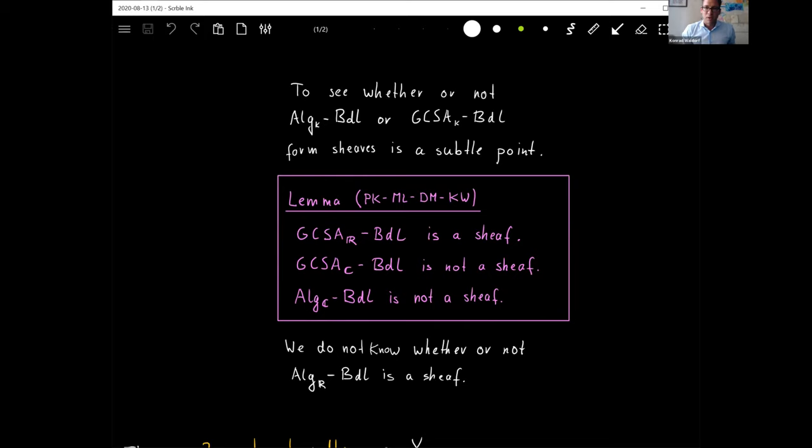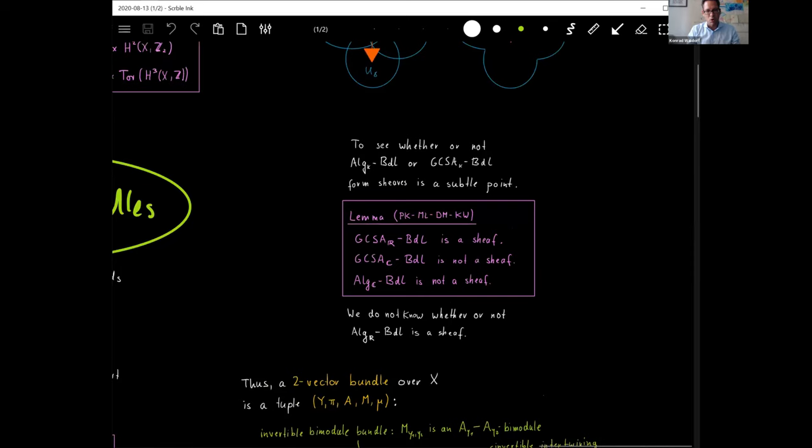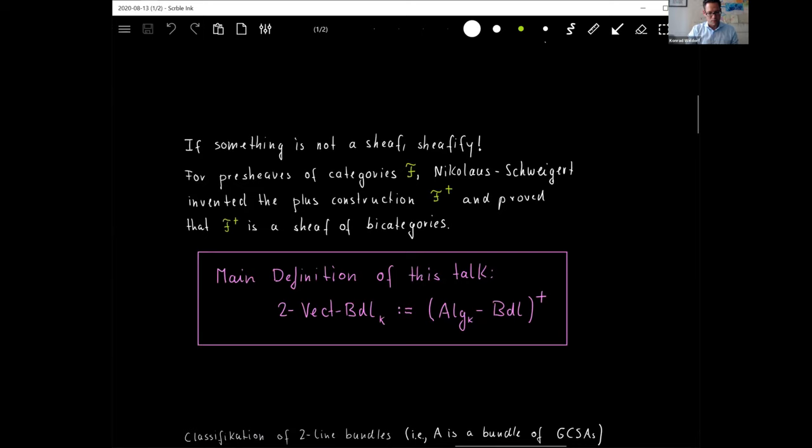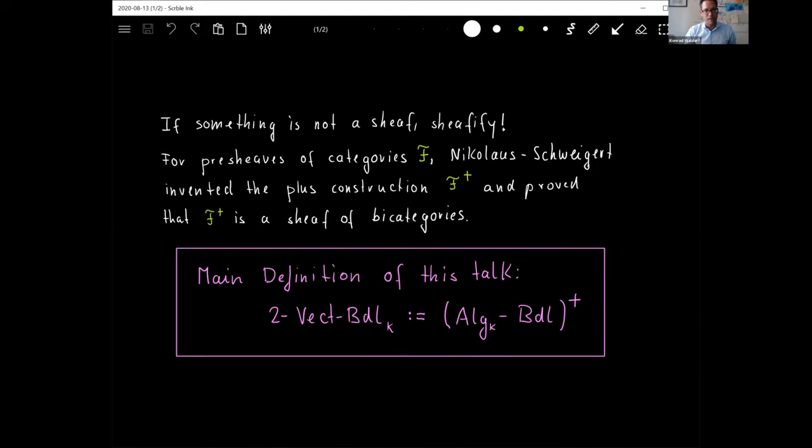So the point I would like to make, I mean, this looks chaotic, is that we simply do not care precisely about these statements because we will sheafify anyway. We will sheafify all these versions to be sure to get a sheaf, and we do this in the following way. So that's the philosophy: if something is not a sheaf, sheafify. And for pre-sheaves of bicategories, it should say here, there's a typo, bicategories.